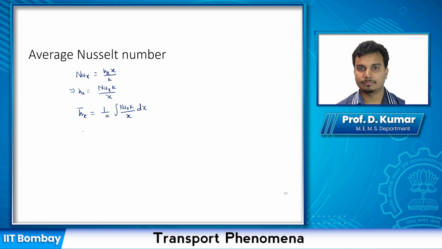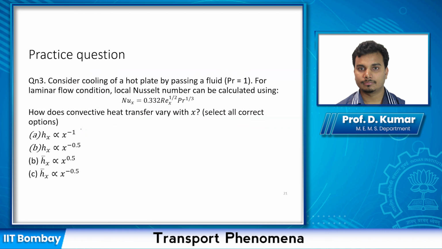Okay, and in fact from there, once you know that, you can also find an equation for the average Nusselt number, which will be h average times x by k. So this is the way you should do it. You should avoid directly taking the average of the Nusselt number. You have to first take the average of h_x and then you go to the Nusselt number. Okay. With that, we'll continue our discussion on external forced convection in the next lecture. For now, let us end with this practice problem.